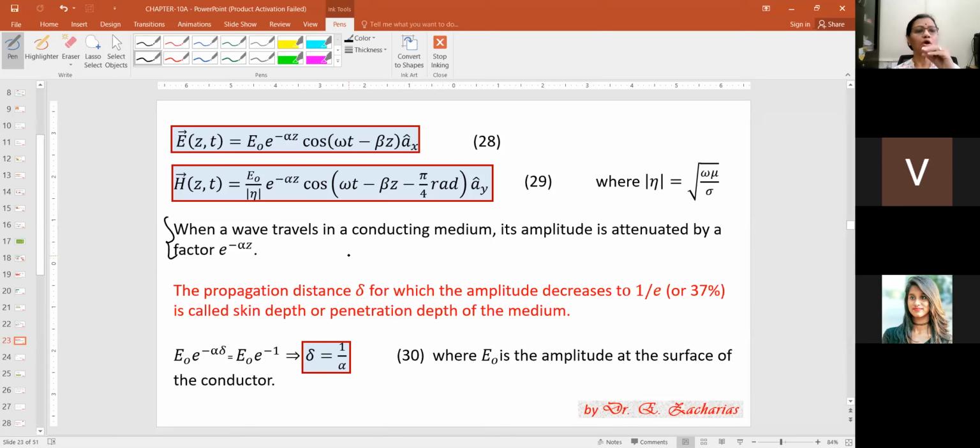Now we do something more than what we have done for a lossy dielectric. In a lossy dielectric we said that the wave can pass through the material, but its amplitude will keep decreasing. But when it comes to a conductor, things are going to be slightly different. What is the difference? Let us say that this is a conducting block.